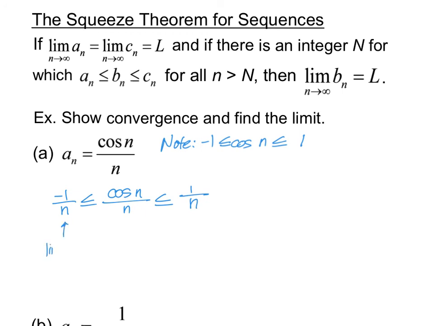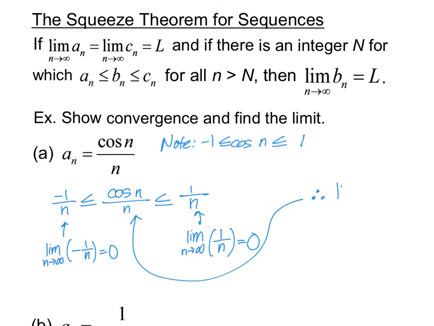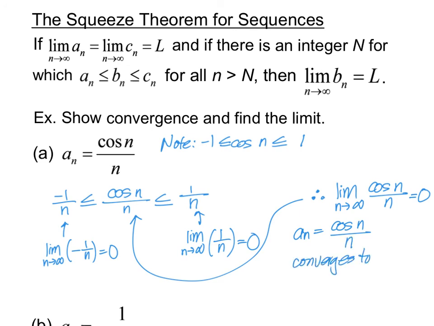Now this, if I take the limit as n approaches infinity, this limit will be 0. If I take this limit over here, n approaches infinity, this will also be 0. Well, the squeeze theorem then says that the limit of this middle sequence, and we know that this sequence is always in the middle because cosine is always between -1 and 1, we can then conclude that this limit is also 0, which means that this sequence, a sub n equals cosine n over n, we say that it converges to 0. That's all, folks.